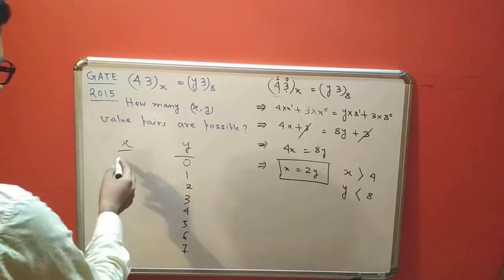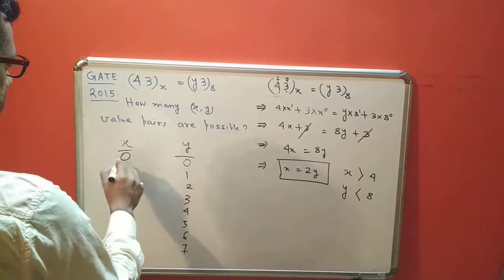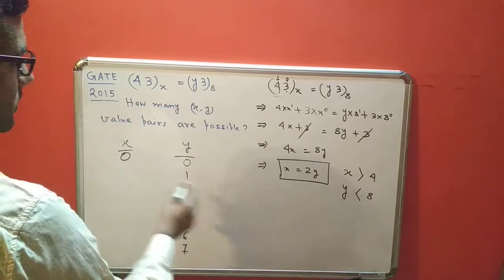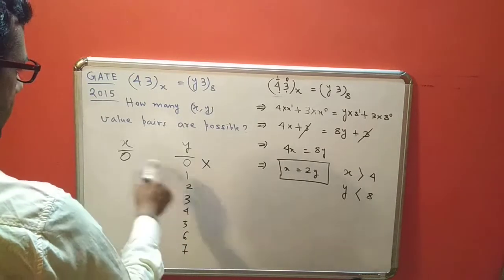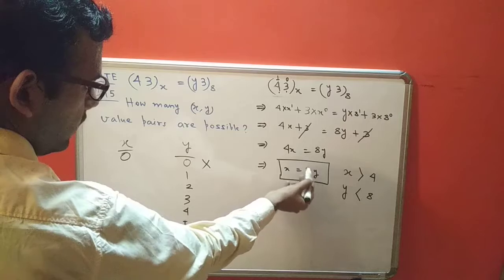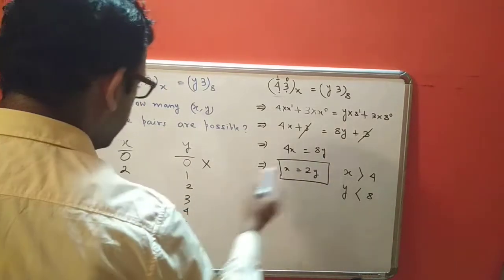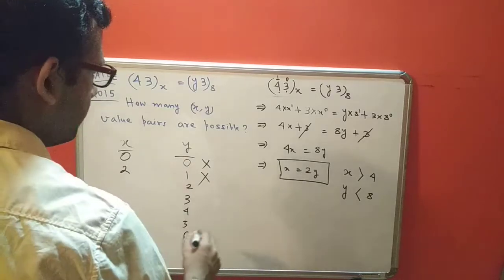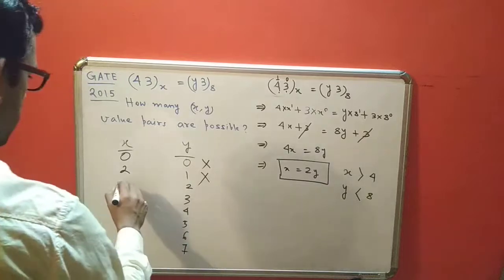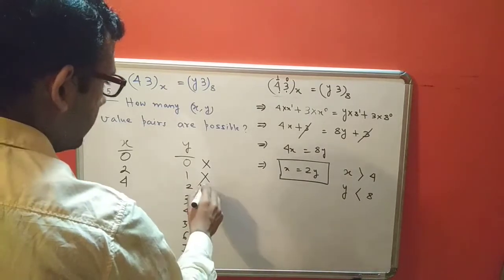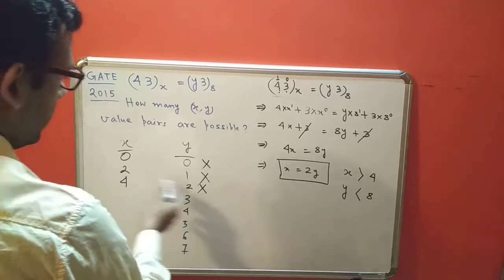Can y be 0? If y is 0, then x will come to be 0. Is this pair possible? It's not possible. Why? Because x has to be greater than 4. So this is rejected. Now if y is 1, 2 into 1 is 2, so x will become 2. Is this possible? No, because x has to be greater than 4. So this is discarded again. Now see, if y is 2, then x becomes 4. 2 into 2, 4. Is this allowed? No, because x has to be greater than 4, but it is equal to 4. So once again, it's rejected.